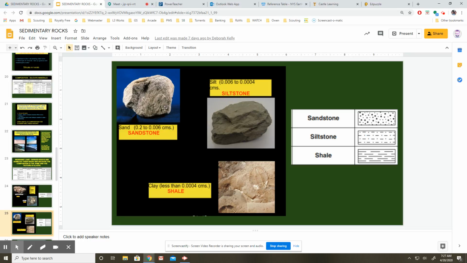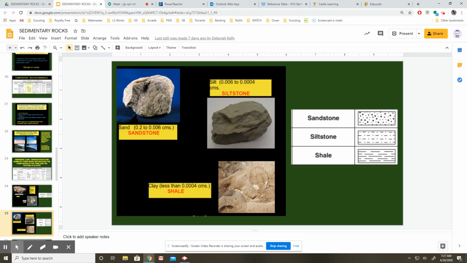The smaller the particles get, the more we move down the reference table. So we go from sandstone down to siltstone. Silt is very fine, almost too hard to see with the naked eye, but there's something there. But it's bigger than clay. And we have a range of 0.006 to 0.0004 centimeters in diameter for the particles, producing siltstone. It's going to be very similar to sandstone, but just a smoother finish to it. You can't really see the particles.